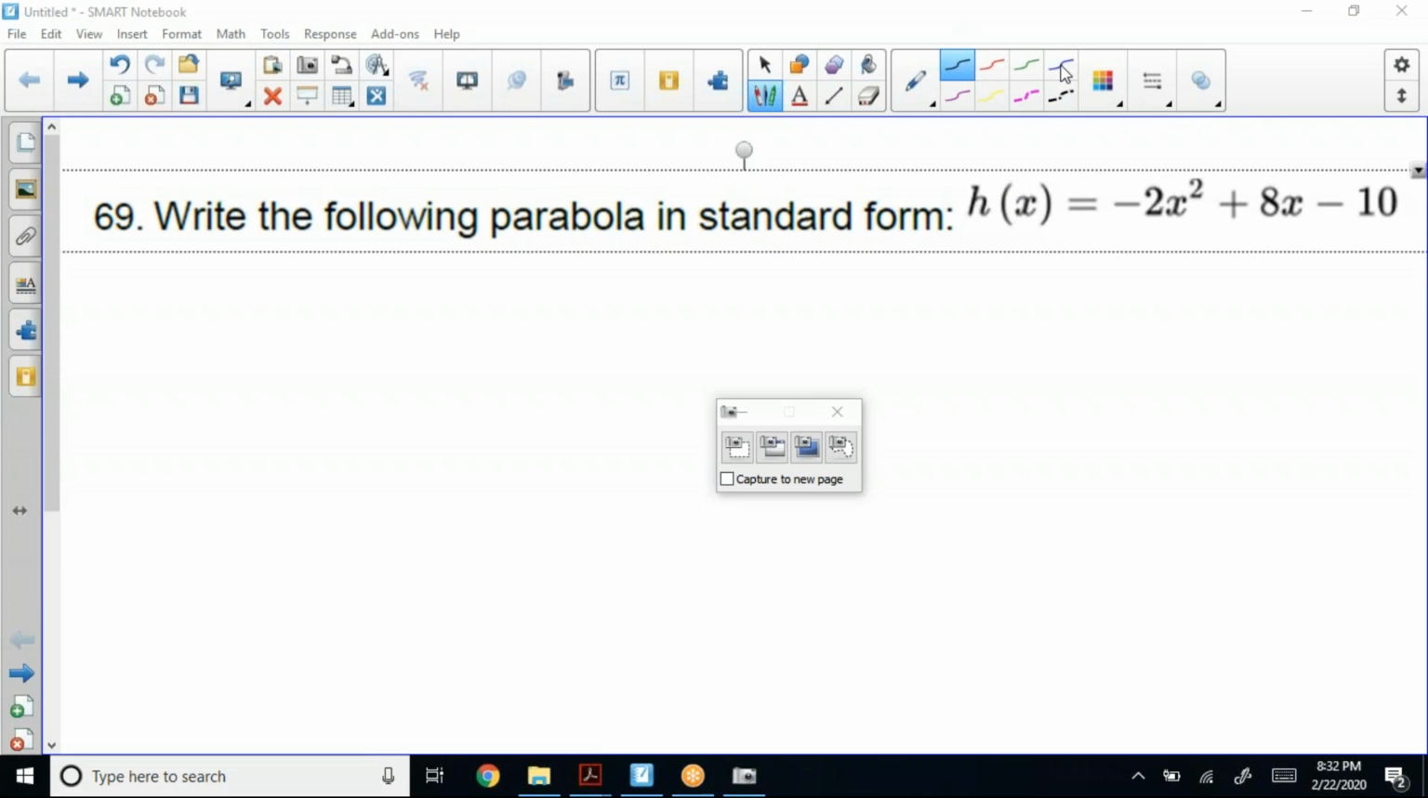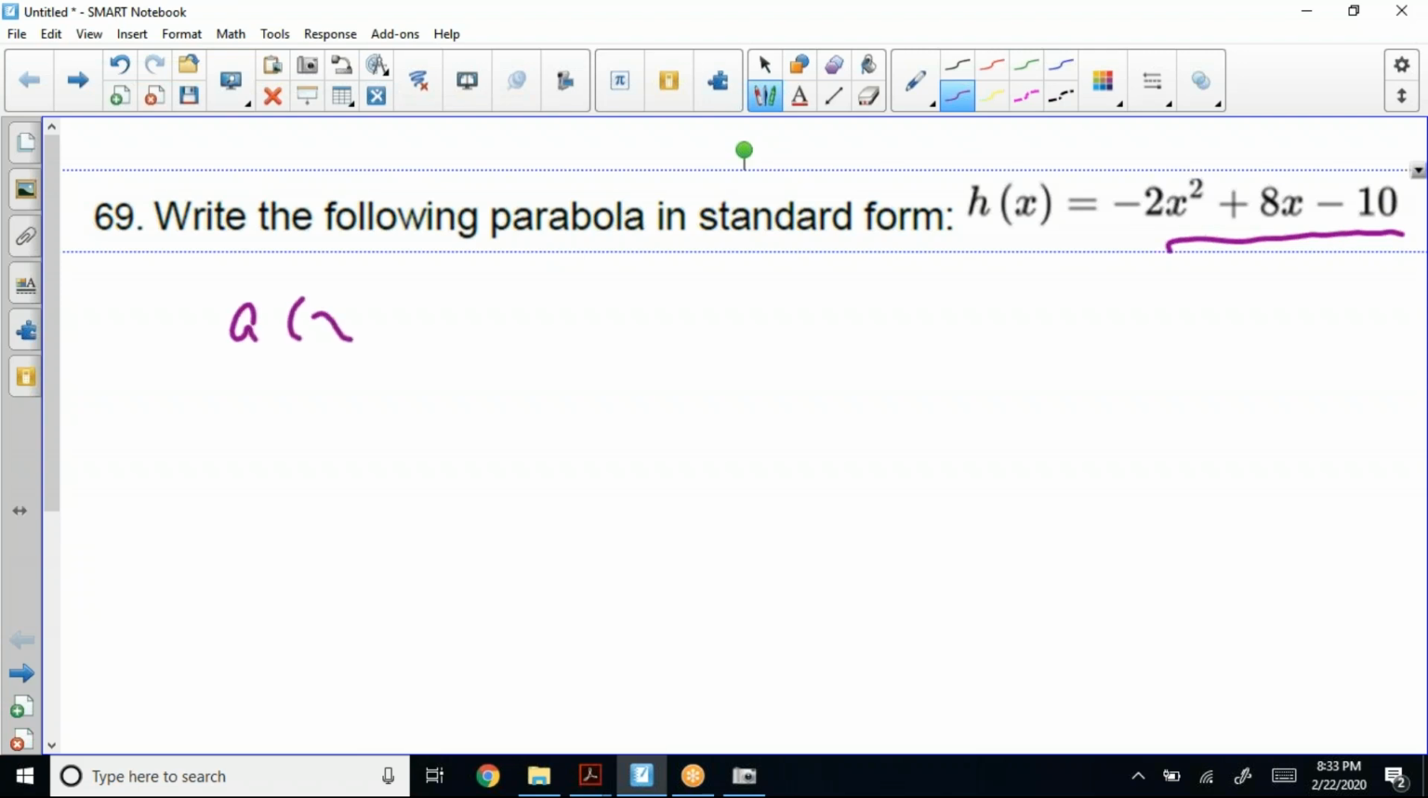All right. So we are looking at problem number 69. It says put it in standard form, but we know that this is what we traditionally call standard form. So what they're saying is they want it in the form y equals a(x minus h) squared plus k, right?